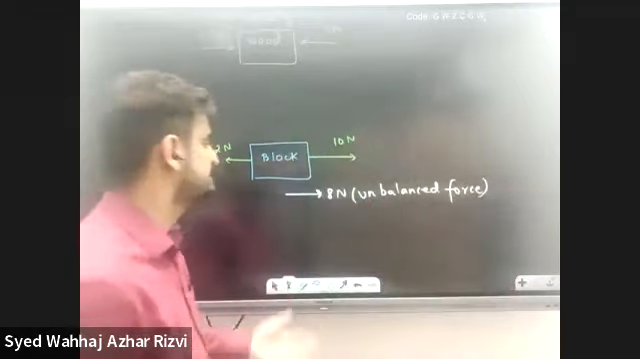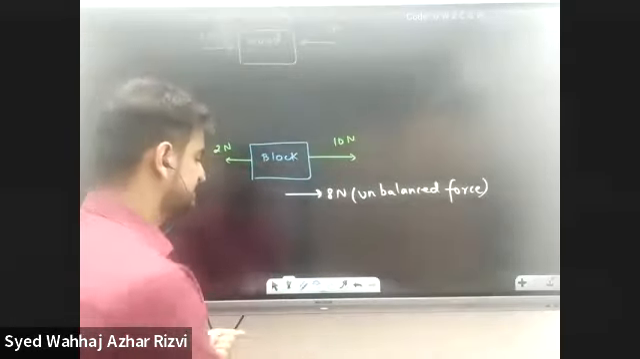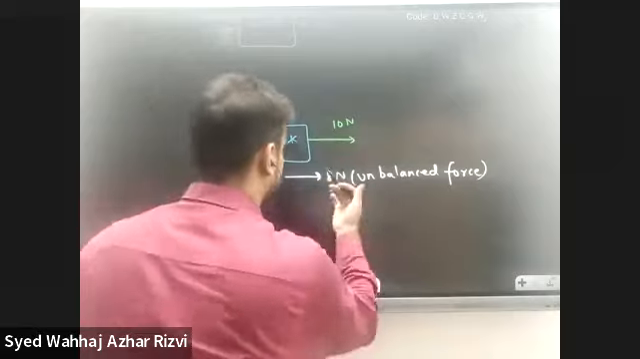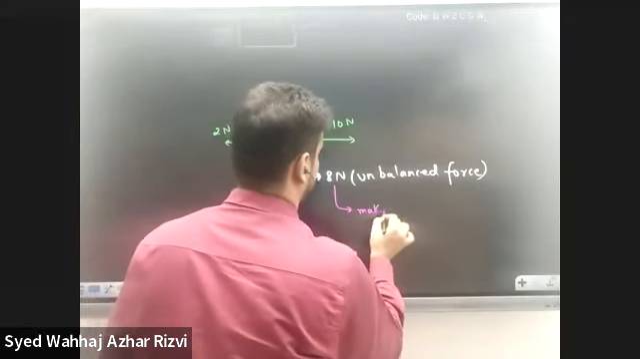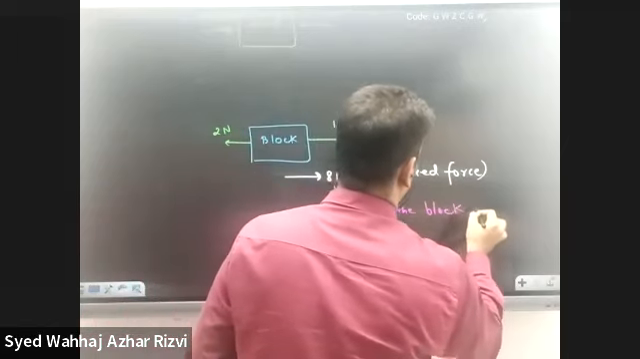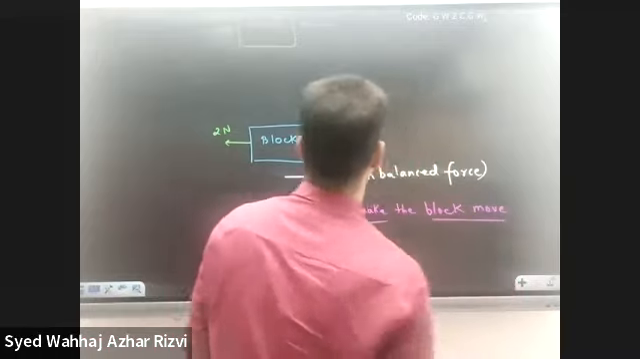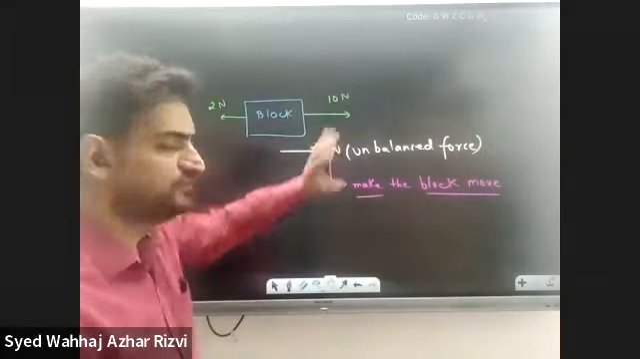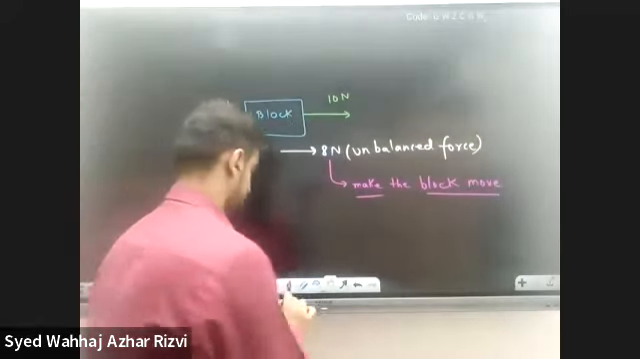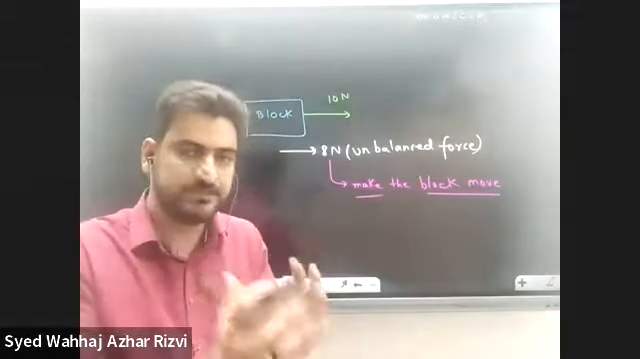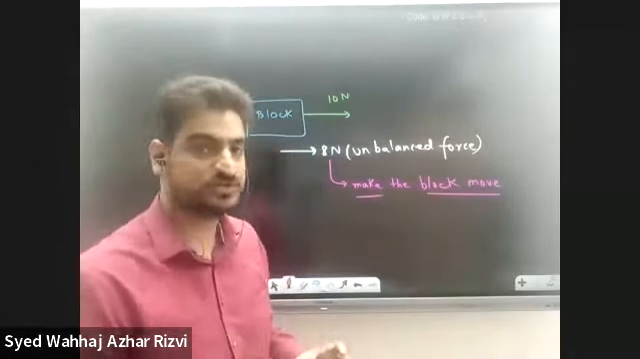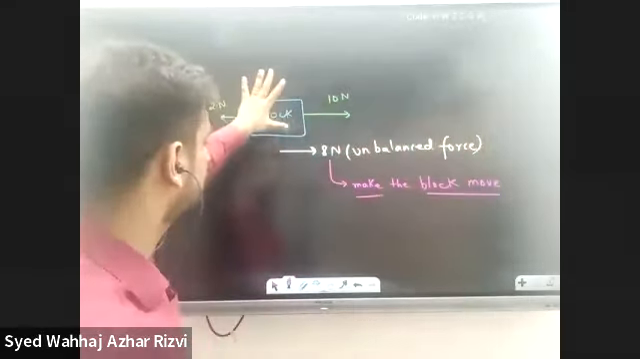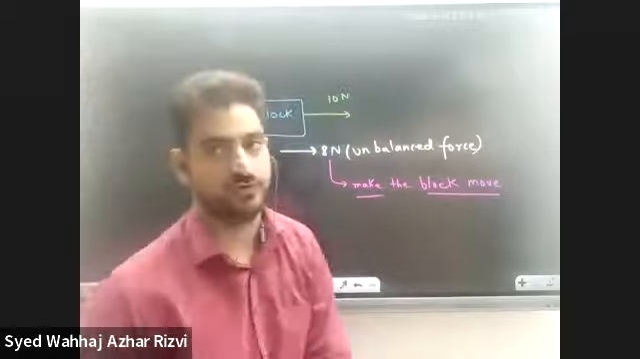Okay. So since this is an unbalanced force, what does it do? It would change the motion. This unbalanced force would make the block move. Right? So when this block is going to move, it is going to change the speed. Of course, it was stationary, it was not moving, it was kept at a place. And then all of a sudden, we started applying two forces on it. One is of 10 Newton, another is 2 Newton. The net force is going to be 8 Newton, and it's going to be the final force being experienced by this block. And this 8 Newton force is going to make the block move. That's what's going to happen.